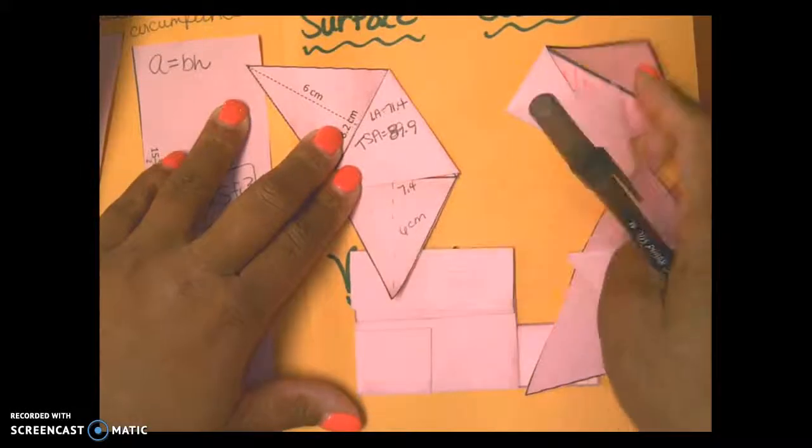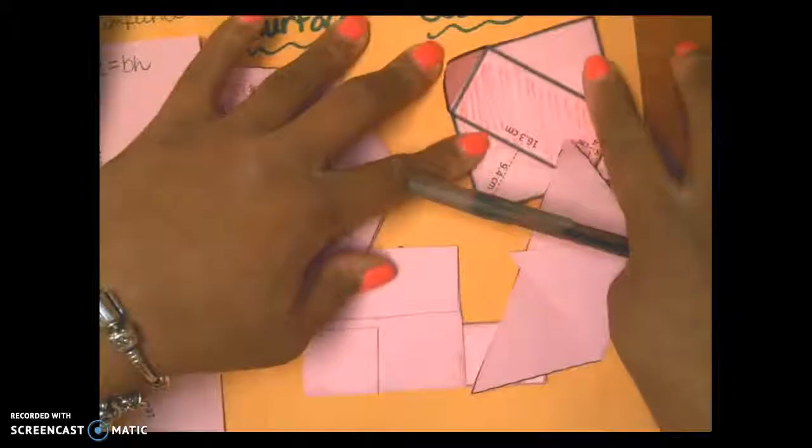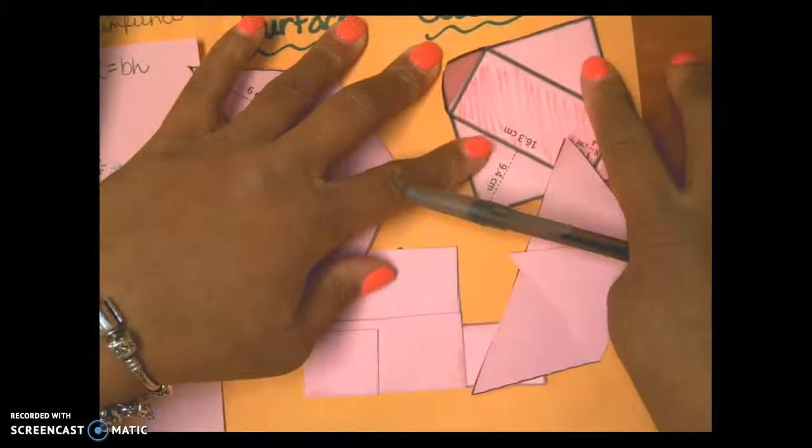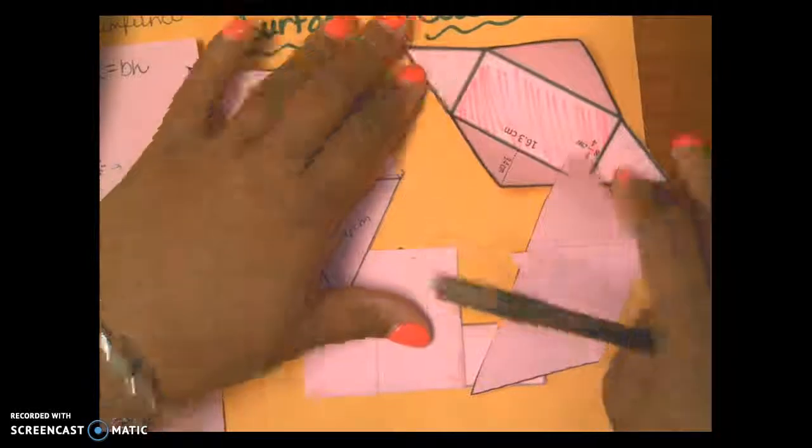You're going to do the same thing for this rectangular pyramid, except you have two pairs of triangles that are the same. So these two are the same and these two are the same.